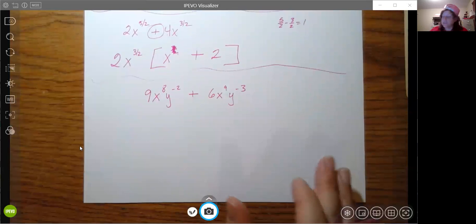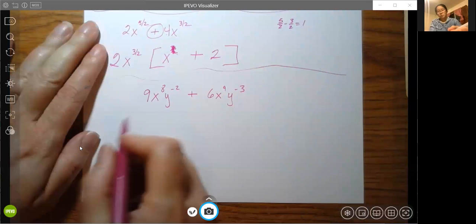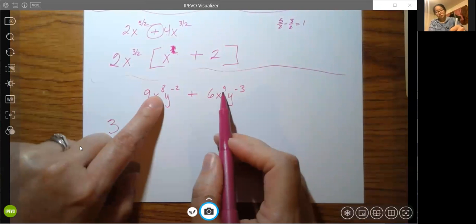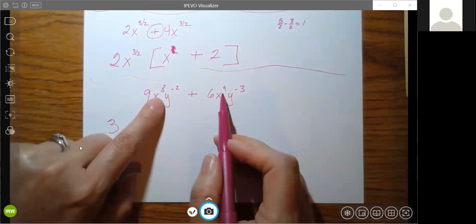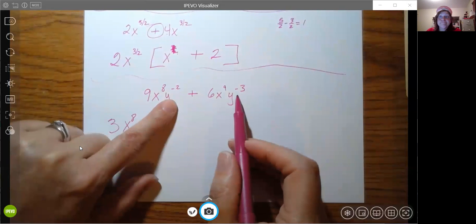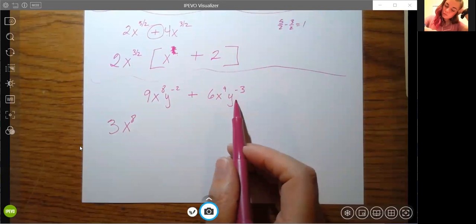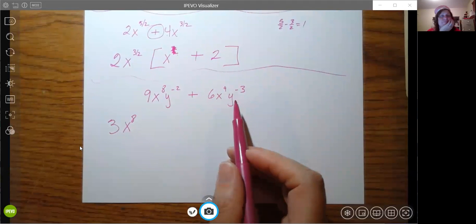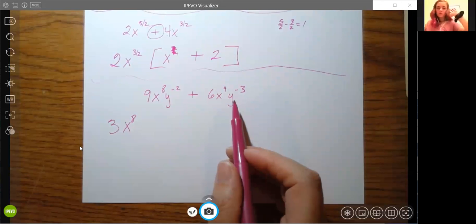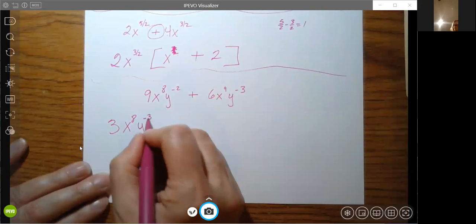Okay, so same questions. The 9 and the 6, what's our common factor? 3. What power do we get to pull out of it, 8 or 9? 8. Here, negative 2. One is you take out the lower power, the smaller power. Oh, so take out the negative 3. So it's negative 3. Negative 3 is less than negative 2. You take out the smaller one.